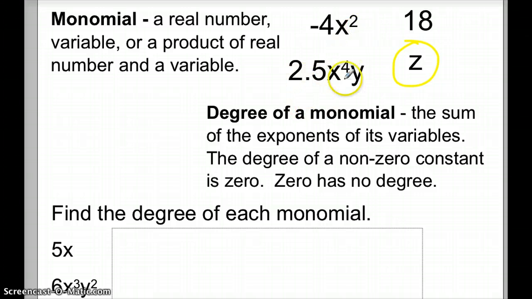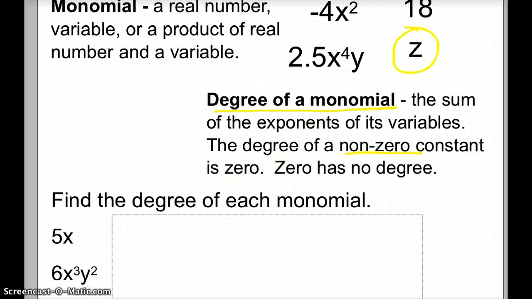What you notice is that it's connected by multiplication. It's 2.5 times x to the fourth times y. As long as they're connected by multiplication, it's a monomial. We classify monomials by their degree. The degree of a monomial is the sum of the exponents of its variables. The degree of a non-zero constant, like 18, is 0. And the number 0 itself has no degree.